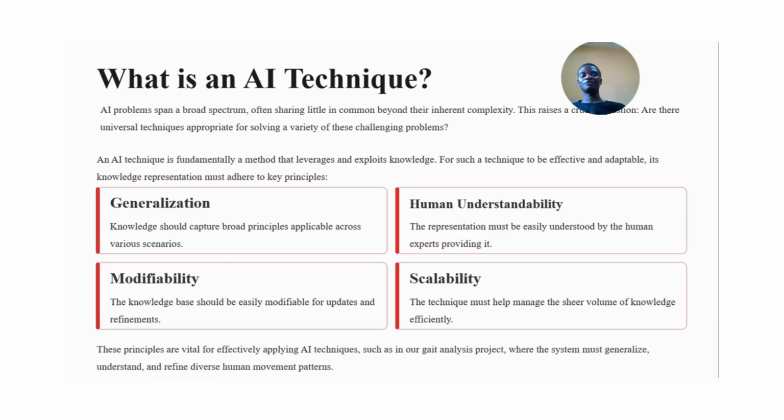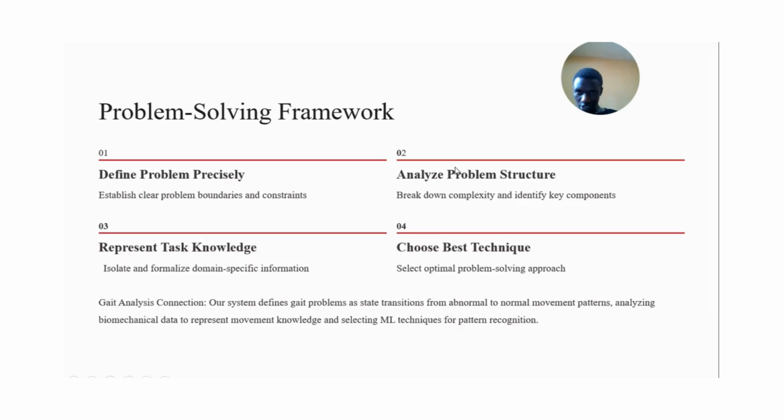gait conditions. Well, with that said, for a technique to be said to be artificial intelligence, it should be able to be modified easily and then understood by the person who presented it. And then, just like I said, it should be able to be used in a different case scenario, which makes it scalable. That is simply what I can say about an artificial intelligence technique. Having looked at what an artificial intelligence technique is, we shall look at what problem solving is. Majorly, this follows some framework.